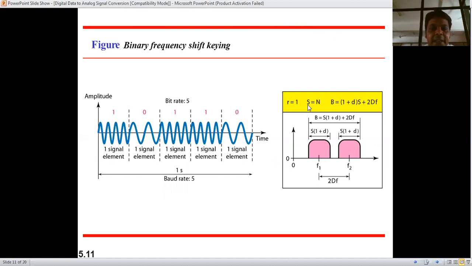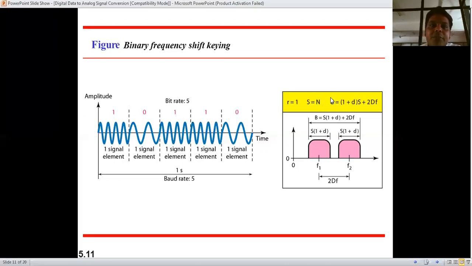The signal rate, capital S, or the baud rate is basically 5, because we can transmit 5 signal elements per second, and hence the baud rate or signal element rate is 5. The capital N, that is the bit rate, is also 5, because in 1 second we are transmitting only 5 bits. Why are these 5 bits? Because each signal element holds only 1 bit. If a signal element held 2 bits, in that case our bit rate would be 10 bits. So that is from the bit rate point of view.